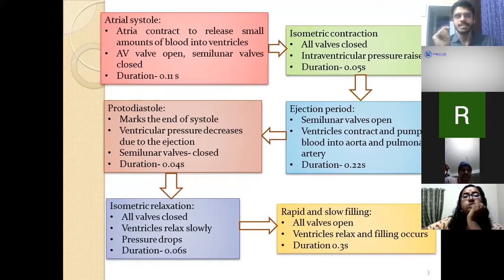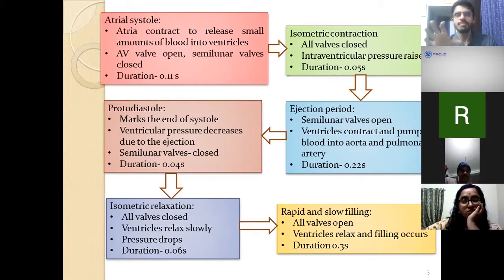Isometric. Iso means equal, metric means length. That means the length of the muscle fibers remains the same, while the tension within the muscle fiber increases. Length remains the same, tension within the fibers increases. That's why it's called isometric. When this happens, the tension within the ventricle increases. This in turn leads to an increase in the intraventricular pressure.